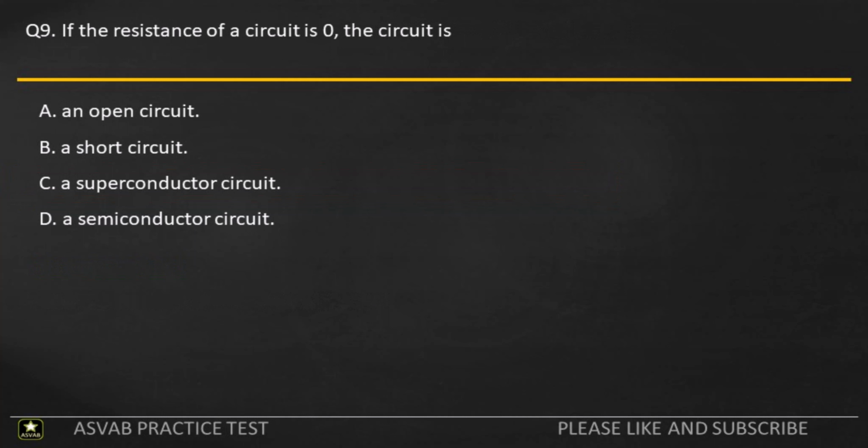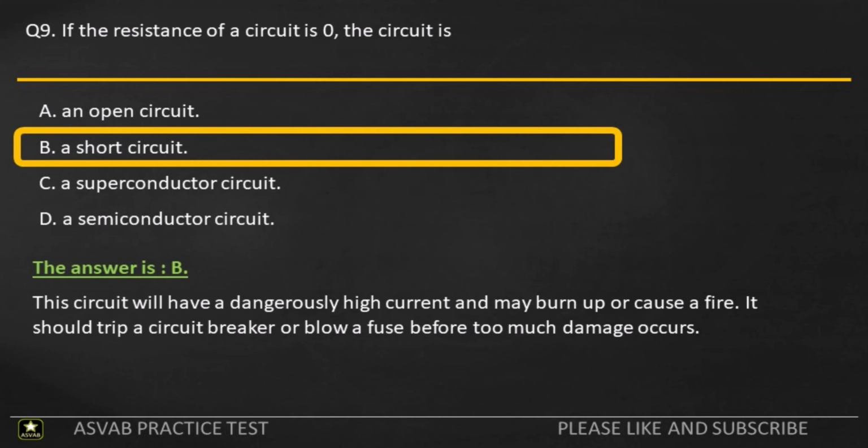Q9. If the resistance of a circuit is 0, the circuit is A. An open circuit, B. A short circuit, C. A superconductor circuit, D. A semiconductor circuit. The answer is B. This circuit will have a dangerously high current and may burn up or cause a fire. It should trip a circuit breaker or blow a fuse before too much damage occurs.